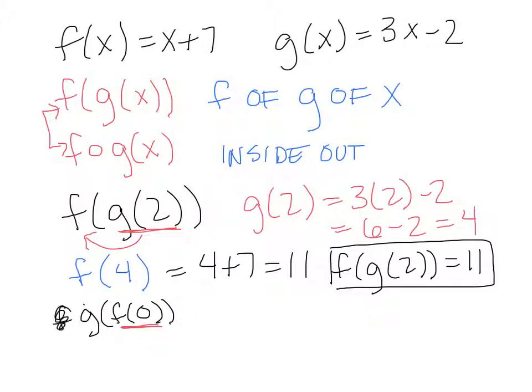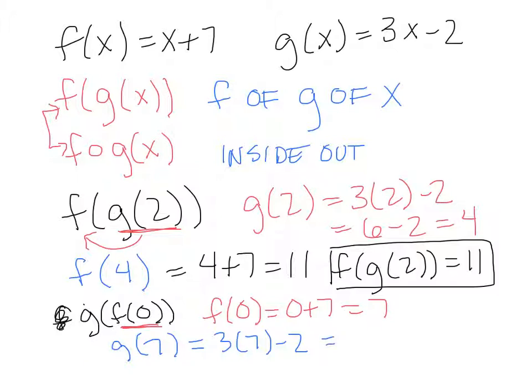We're going to find that number and then replace that in the g function. So f of 0 is going to be 0 plus 7, which is 7. So now our task becomes finding g of 7. So again, just go up to your g function, replace all the x's with 7, and you get 3 times 7 minus 2, which is 21 minus 2, which is 19. So we can say that g of f of 0 equals 19.